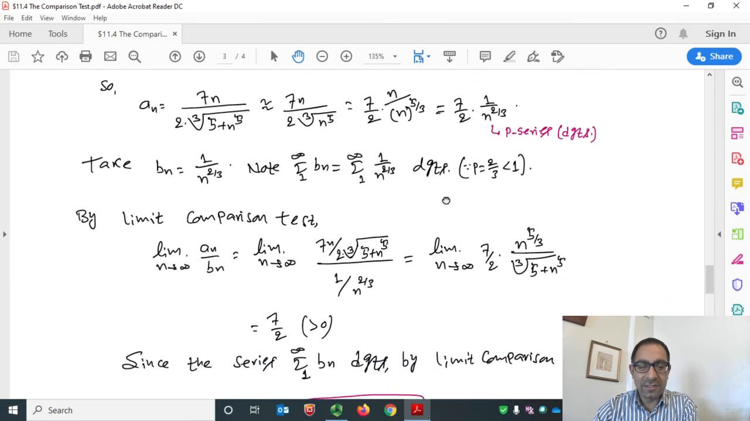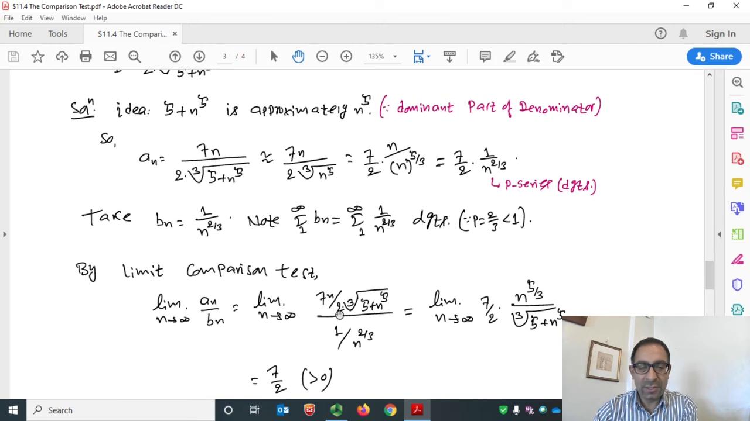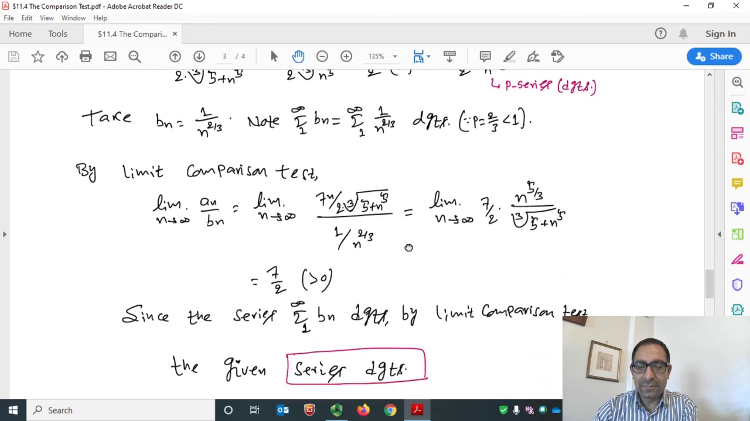Then by the limit comparison test, let's take the limit of the ratio. Limit as n goes to infinity of an over bn equals the limit as n goes to infinity. What's my an? An is 7n over 2 times cube root of 5 plus n to the power 5, over bn, which is 1 over n to the power 2 thirds. The next step, copy the limit as it is, then pull the constant 7/2 outside, and we need to flip this one. So this n to the 2 thirds goes on the numerator and adds to the n, which becomes n to the power 5 thirds over, same as this one, cube root of 5 plus n to the power 5.